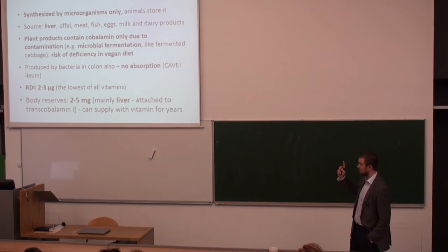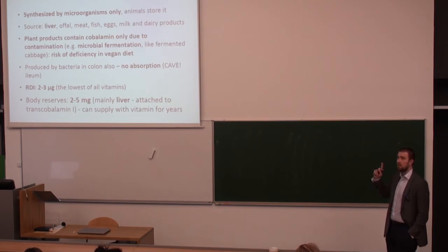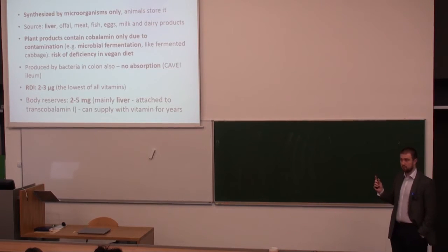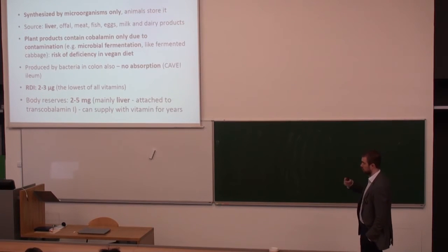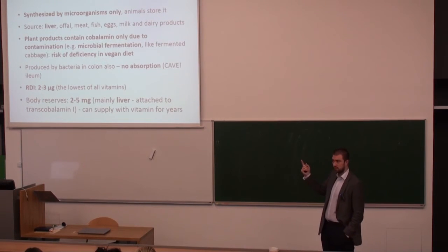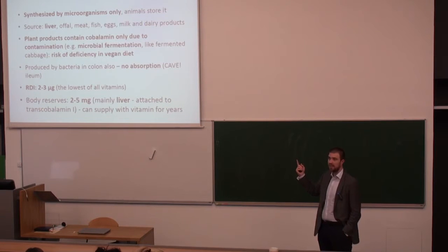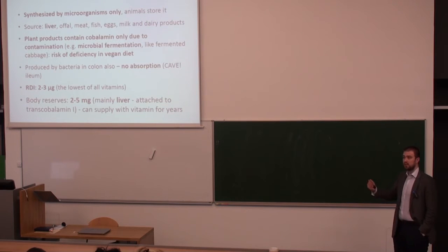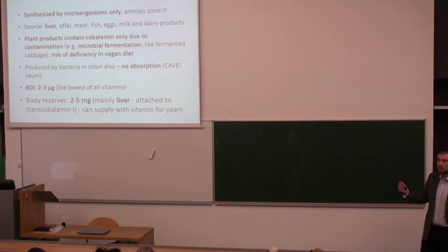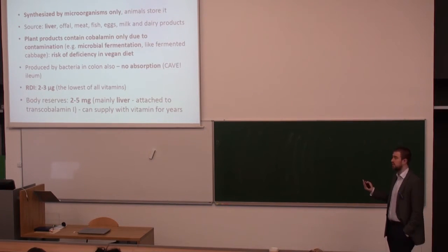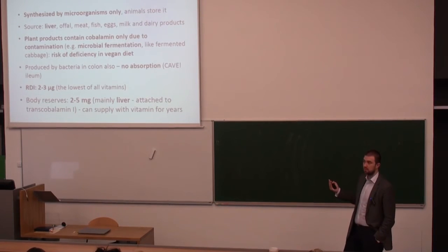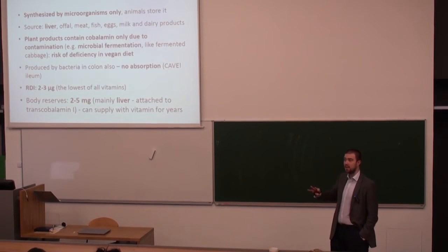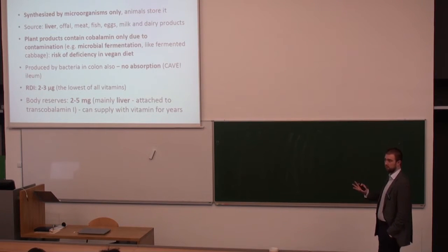And therefore, this is the vitamin where you have the risk of deficiency in the vegan diet. If you are not taking into account that you must have there the bacterial contamination, you can develop the deficiency. It's similar to how you, for example, can have iron deficiency in the vegan diet. But if you think about it, then there is not this kind of problem.